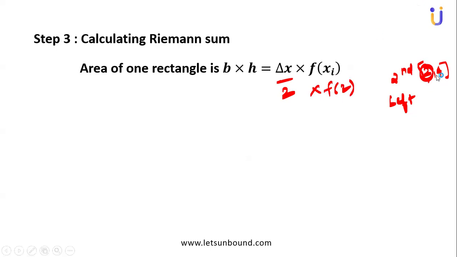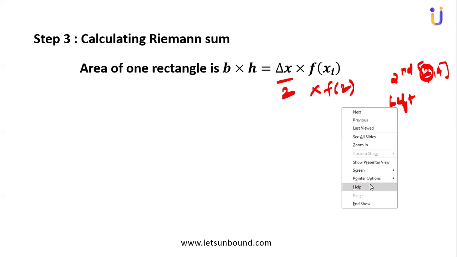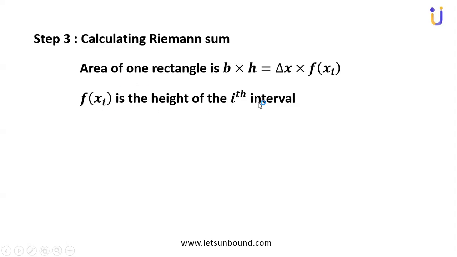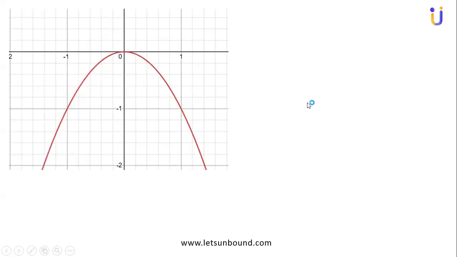That's simple. And if it's right, this will change. Midpoint of 2 and 4 is 3. So that is how this formula will work, right? Now f of x is the height of the ith interval. So for each interval, this value will change the height, but del x will remain the same since we are working on this. And now area from -1 to +1.